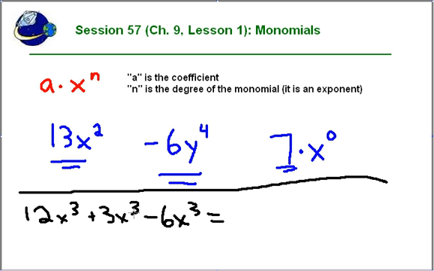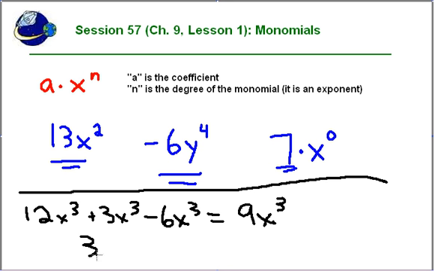Well, they still both have the same degree. 15x to the third has a degree of 3. 6x to the third has a degree of 3. Therefore, we can just simply add or subtract our coefficients. Here we have a subtraction sign, so we're going to be taking our 15x to the third and subtracting from it 6x to the third, and that's going to leave us 9x to the third. So our answer here is 9x to the third.